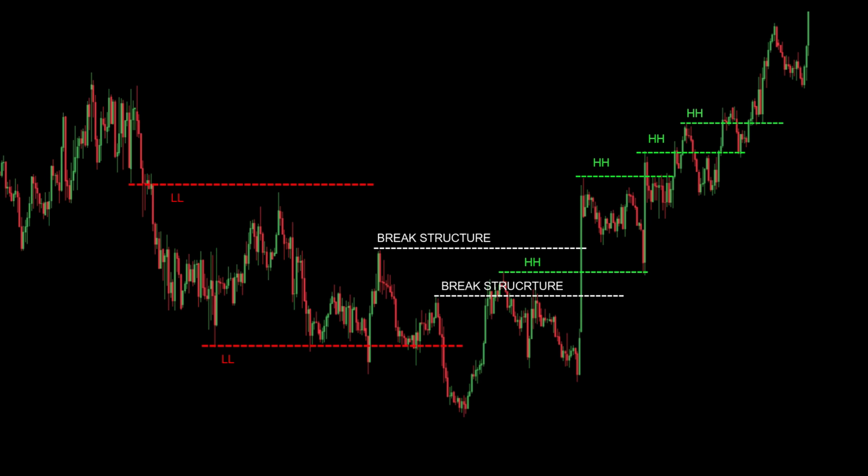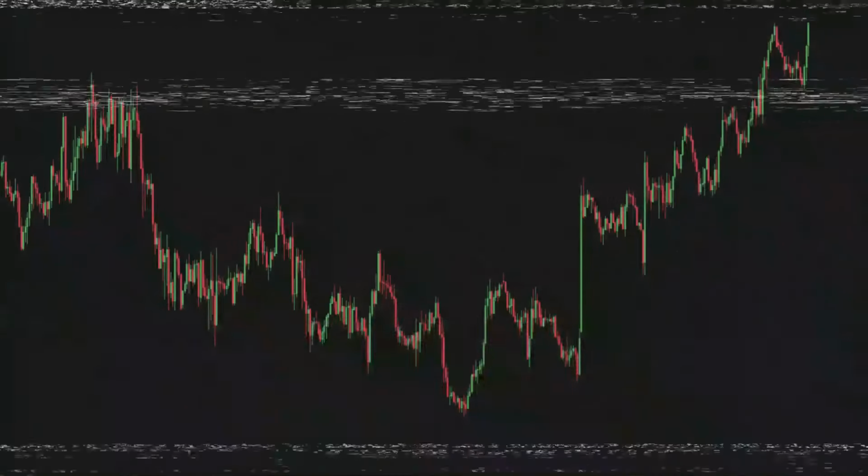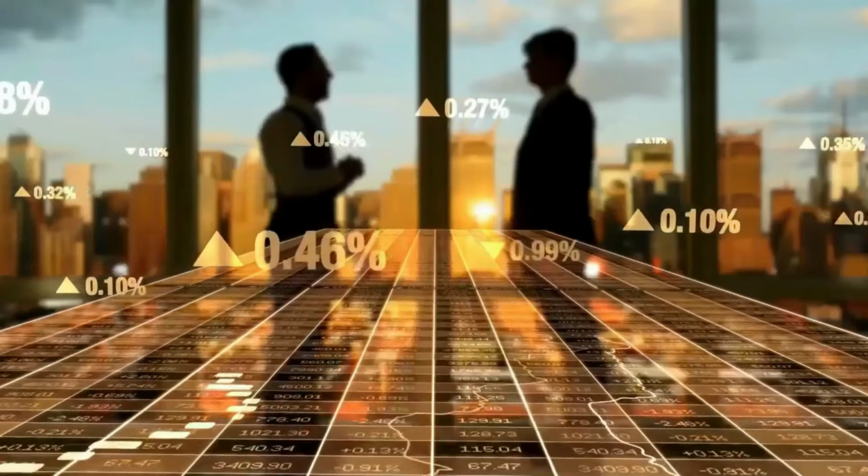If you haven't watched the previous video yet and you're not familiar with higher highs and lower lows, make sure to watch that video first. The link is on the screen right now, and I've also put it in the description. After watching it, come back to this video, because here I'll show you step by step how to enter trades using this exact setup, so you can apply it in your own trading with clarity and confidence.